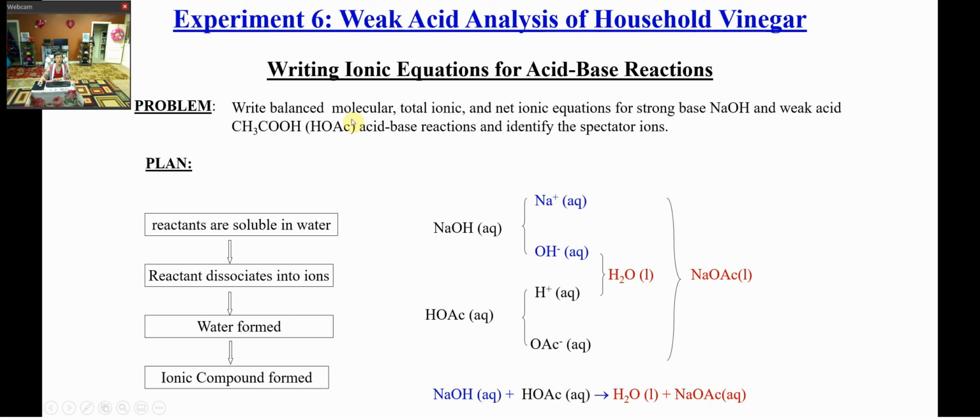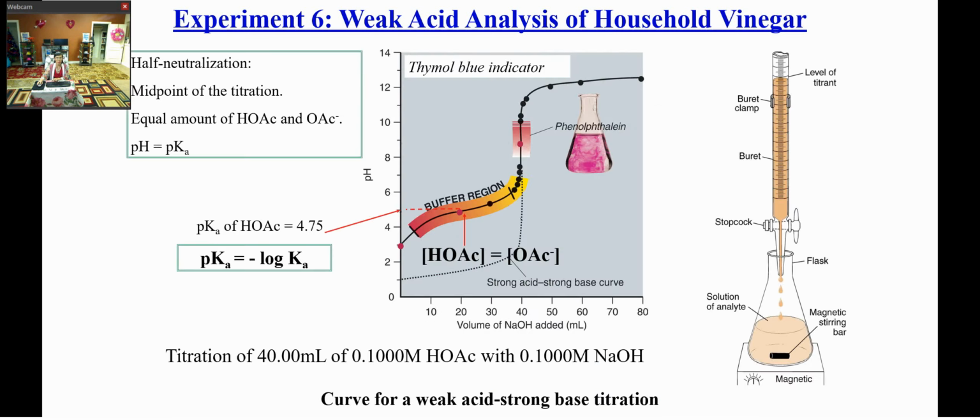So your plan to solve this issue: you are going to write down the balanced molecular equation, the total ionic equation, and the net ionic equation. And from there you are going to determine the moles of sodium hydroxide and the moles of acetic acid which exist in your household vinegar. So this showed you a very brief plan for how to write down the balanced reactions.